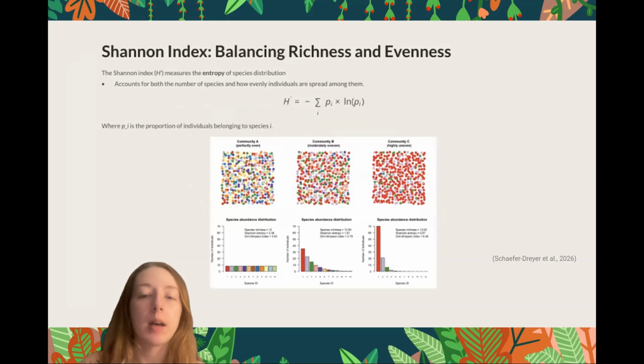Shannon diversity is one of the most widely used indices, and so this is able to measure the entropy of the species distribution.